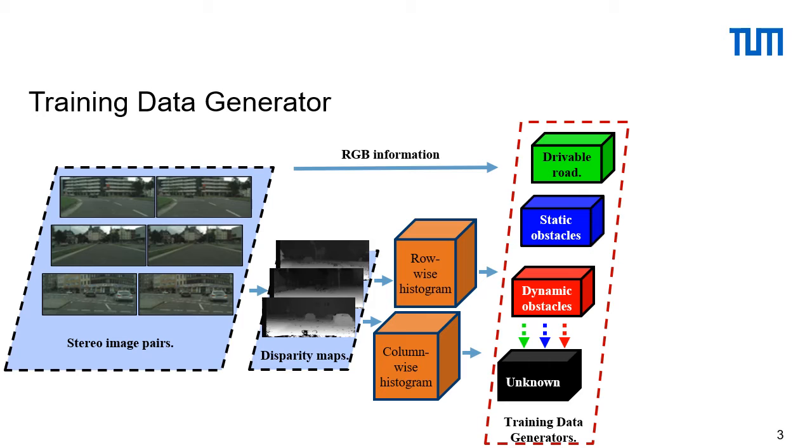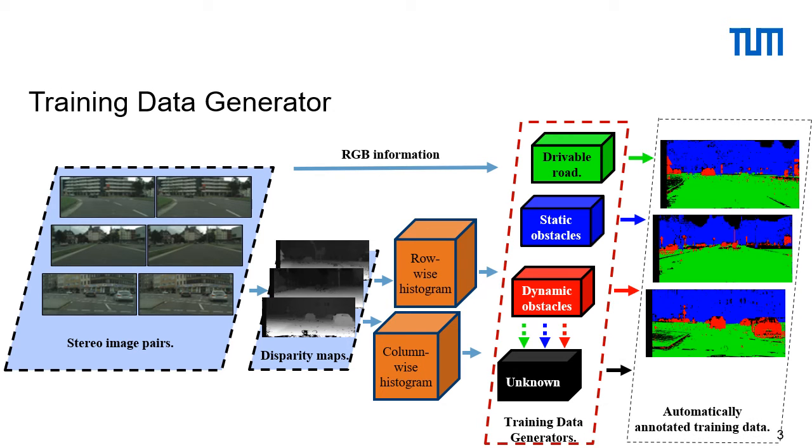Pixels not labeled by any of the three training data generators, or that are claimed by more than one training data generator, are labeled unknown, as uncertainty for these pixels is very high. The results can be seen on the right side. While the results are not flawless, most of the scene is interpreted correctly. To improve labeling quality, an additional GAN-based refinement step is used, as described on the next slide.